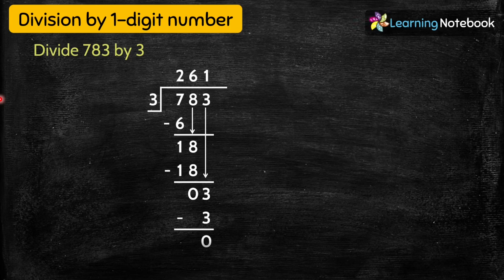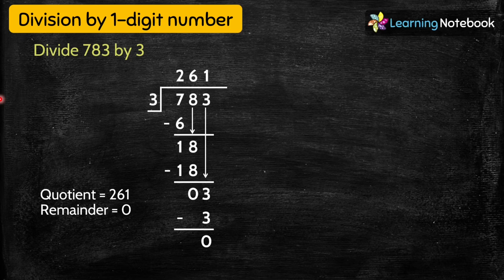We know 3 into 1 equals 3 and 3 minus 3 equals 0. So students, we have got the quotient as 261 and remainder as 0.